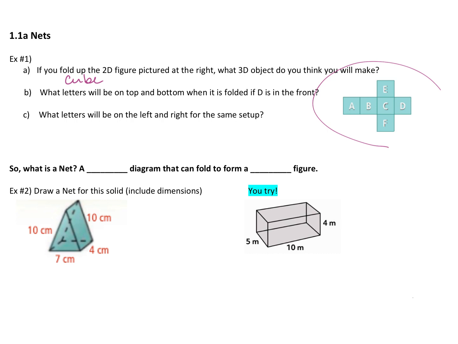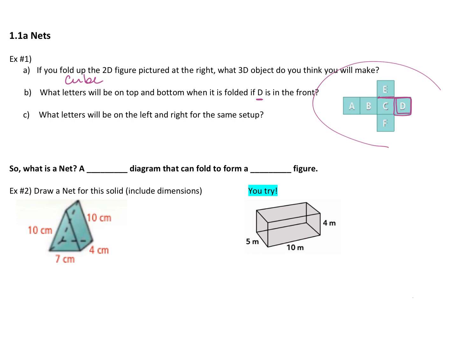Okay, so that's the goal, is figure out what would be across from what on this next one. What would be top and bottom if D is my front? So let's call this the front of my cube, right? So we're going to kind of wrap it around. What's going to be on top? What's going to be on bottom? E and F, and then A is across from D. E and F would be your top and bottom, right?